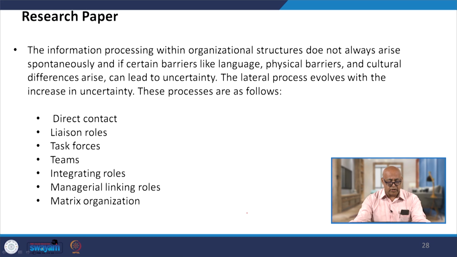The paper also notes that information processing within organization structures does not always arise spontaneously, and certain barriers like language, physical barriers and cultural differences arise and can lead to uncertainty. Lateral processes evolve with the increase in uncertainty, and these processes are direct contact, liaison roles, task forces, teams, integrating roles, managerial linking roles and matrix organizations.